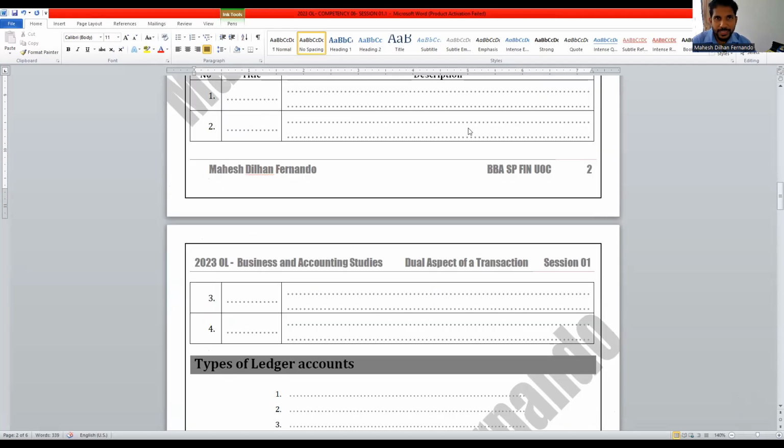Then the next column is ledger folio. LF. This stands for ledger folio.